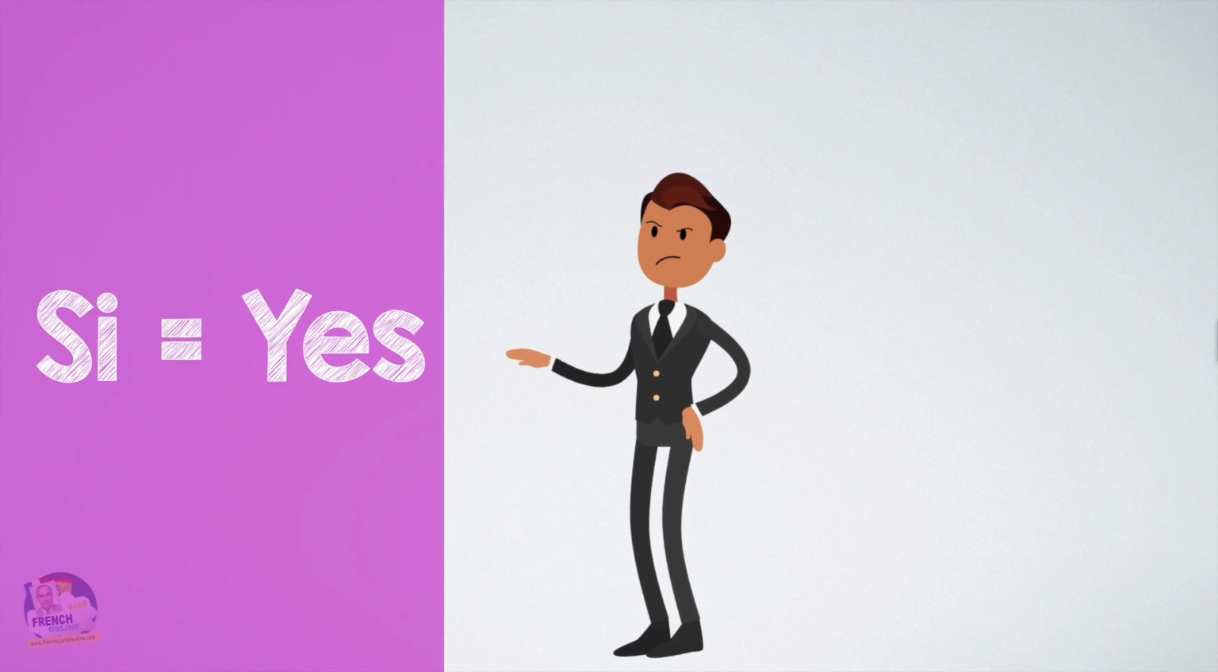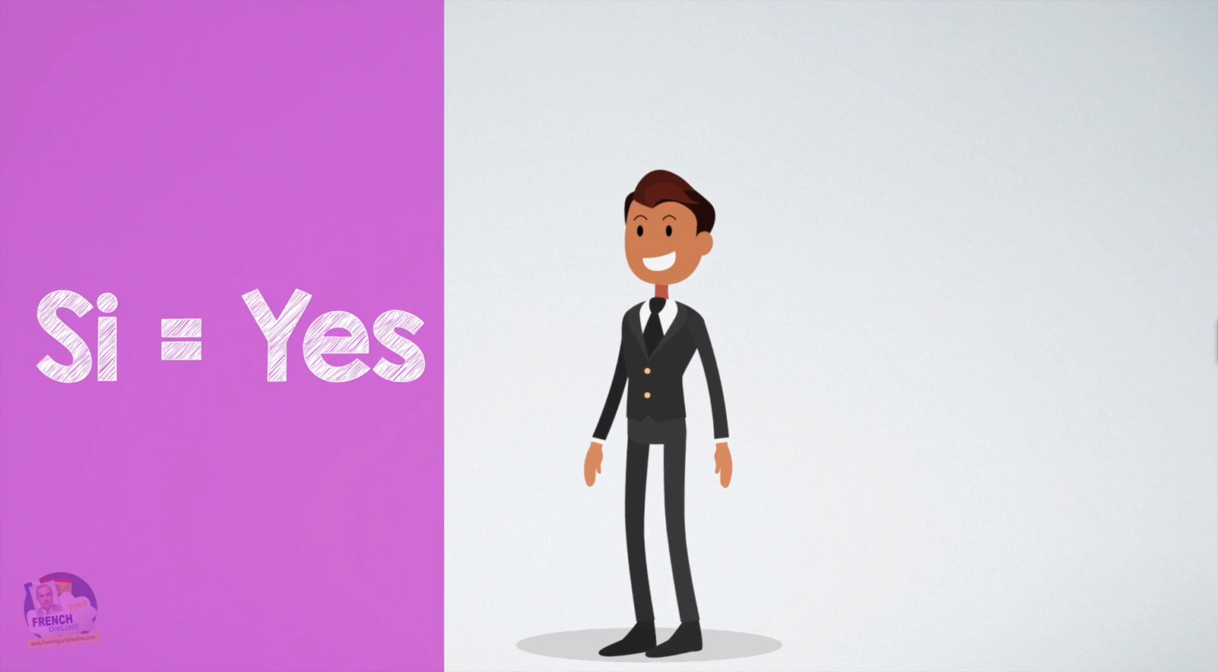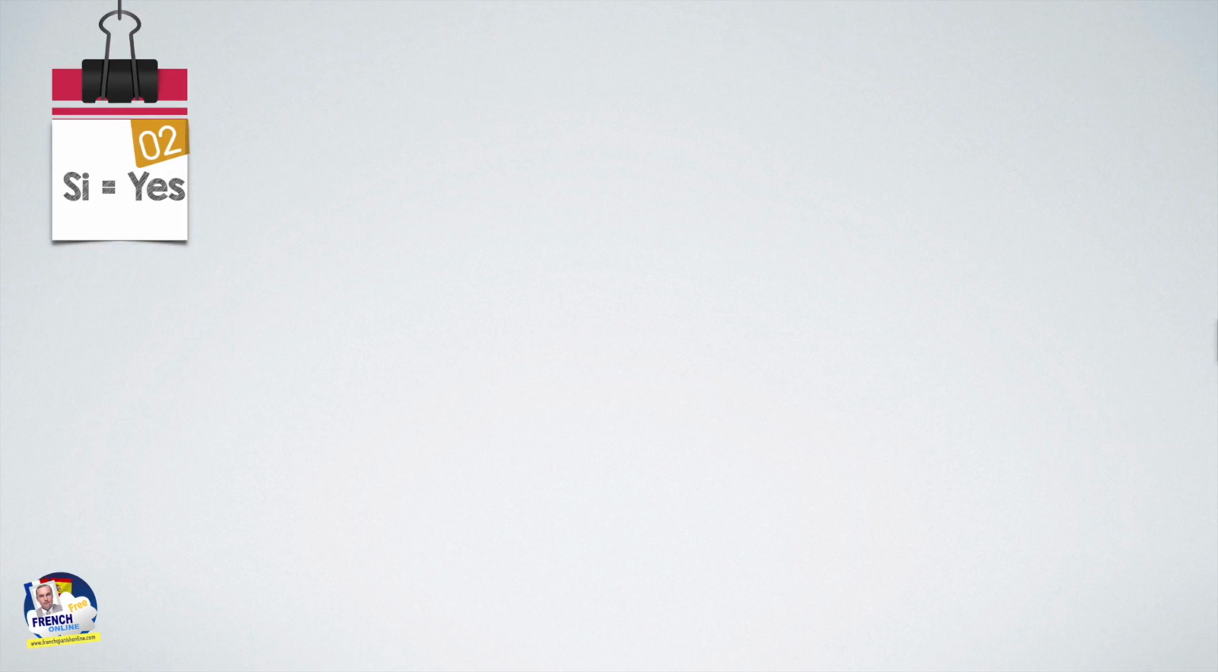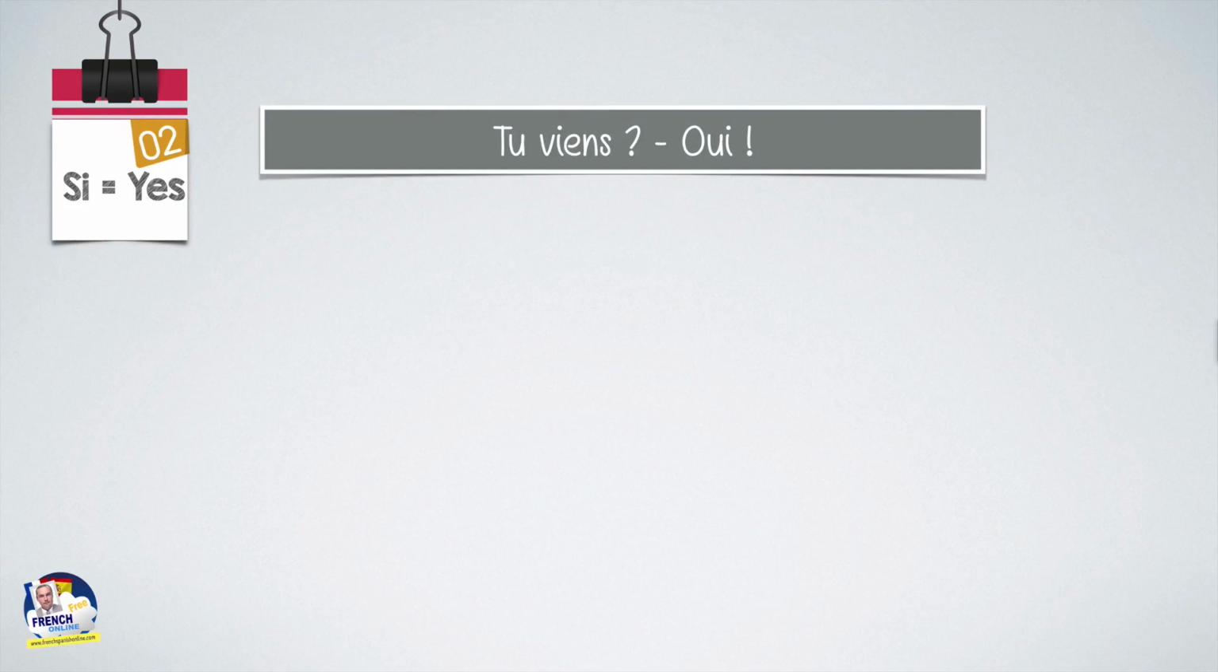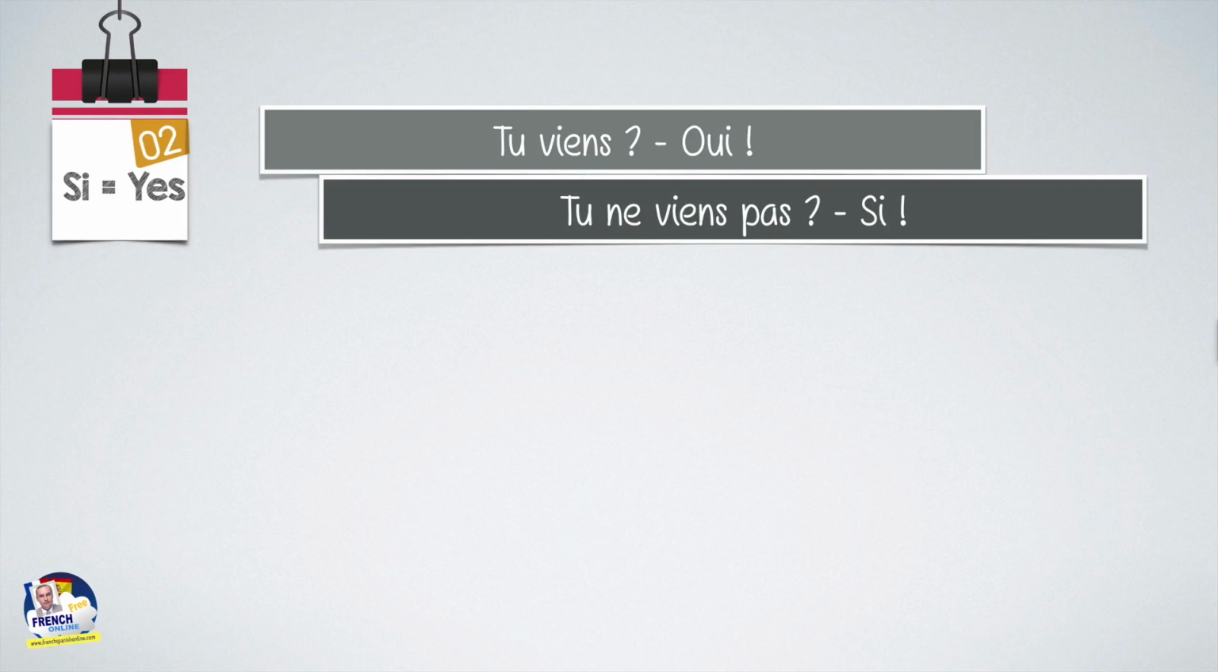Let's see now the third point, when si means yes in English. Well, you know, of course, as we said, that yes is oui. For example, you want to answer this question affirmatively. Tu viens? Are you coming? You are going to say yes, and in French it's oui. But let's see now a negative question. When you say tu ne viens pas, aren't you coming? But do you want to say yes? Actually, in French, in this case, we are going to say si.